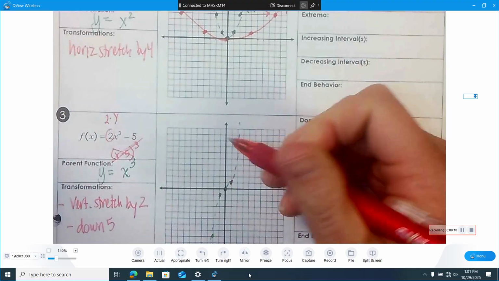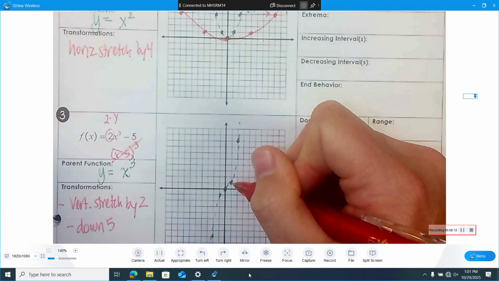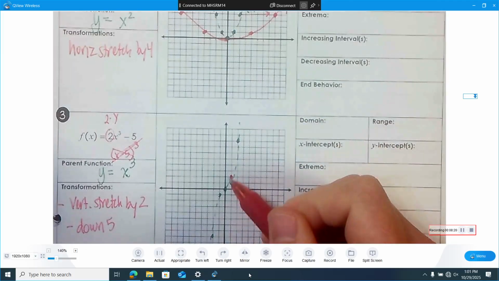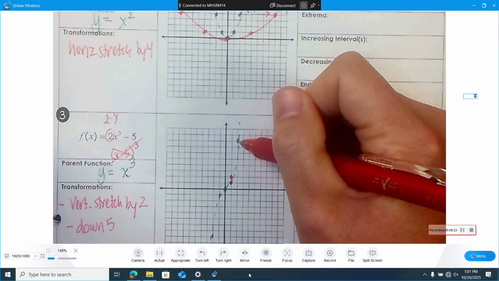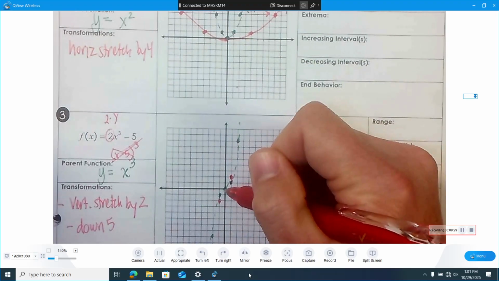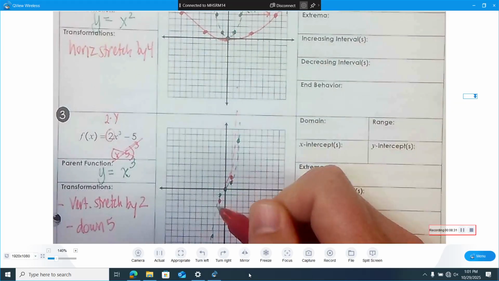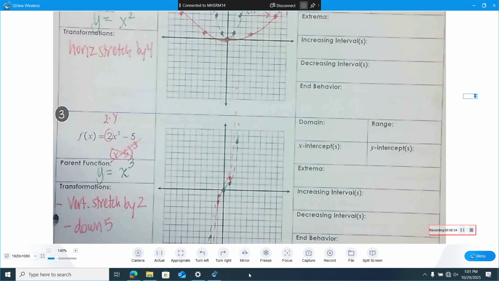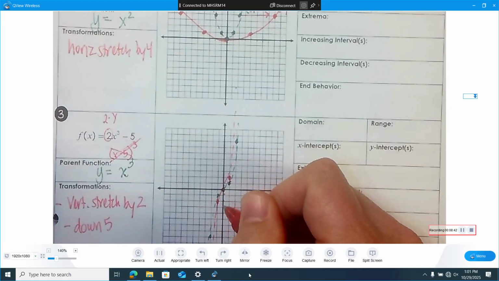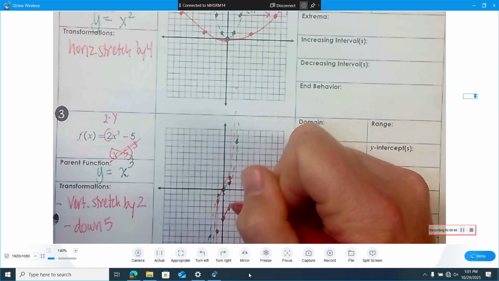So what does 1, 1 turn into? 1, 2. There it is. 1, 2. That y-coordinate doubles. This point would become 2, 16. It gets really tall. So this gets stretched a little bit taller. Gets really, really thinned out there, really stretched taller. And now I can shift it down 5. So 0, 0, I'm just going to move down 1, 2, 3, 4, 5. And then it stretches taller. There we go.